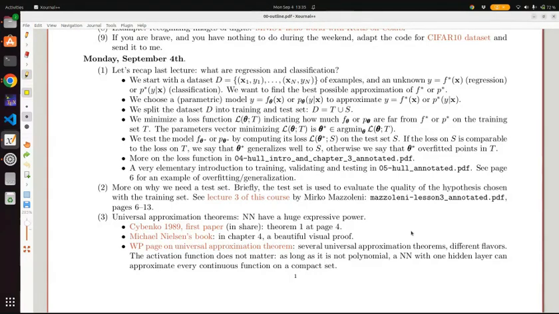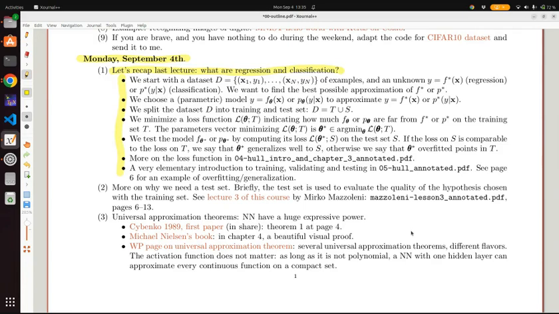Okay, so I just updated the outline document in the share folder, and this is the lecture for today. So I would like to start with a recap of last lecture. That is, how do we do machine learning? In particular, what does it mean to do regression and classification? So just to fix what we have said last time.